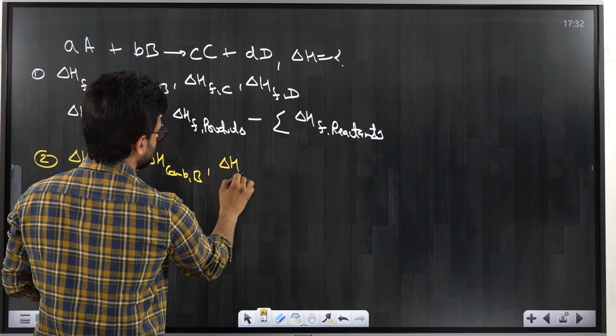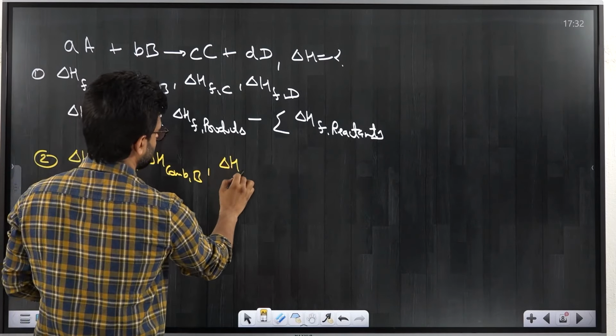Don't forget that these enthalpies will be given for 1 mole. Like in this equation, A, B, C, D moles are given as small a, small b. So we have to be careful. These will be given per mole, right? Now imagine for every component they have given enthalpy of combustion.